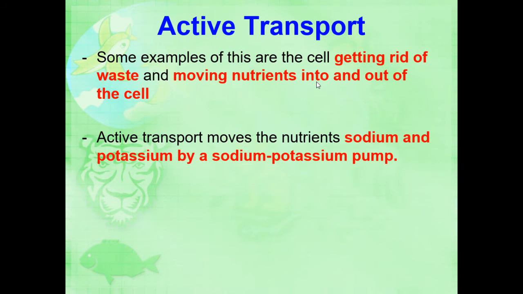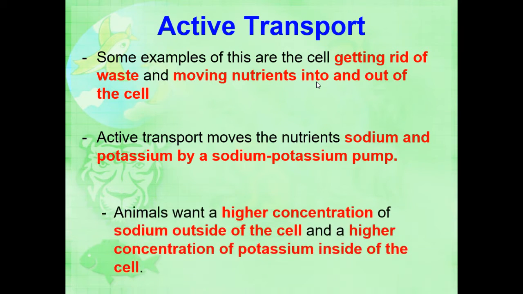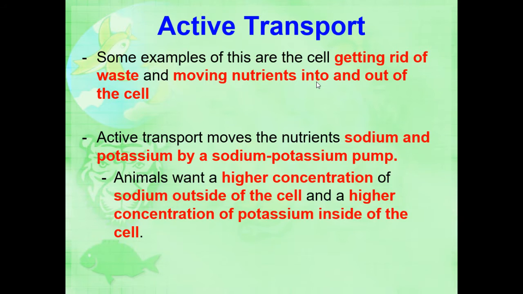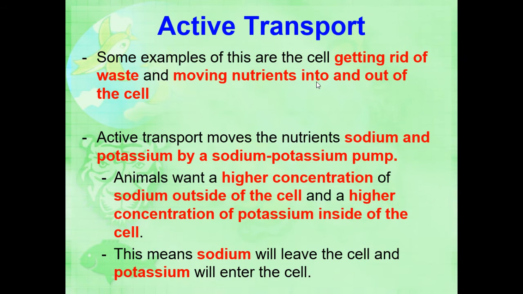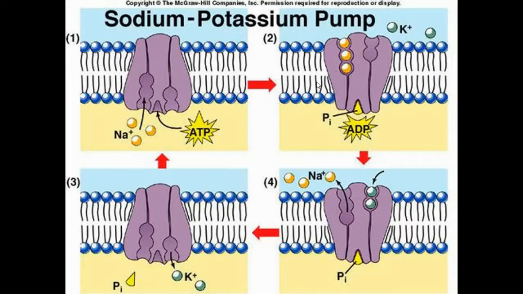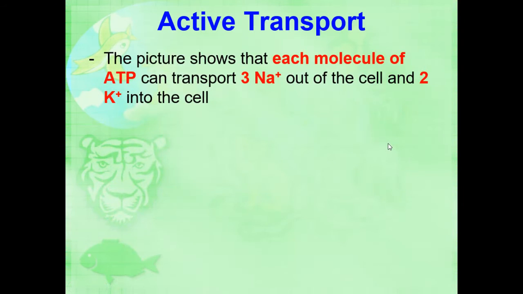Active transport moves nutrients, sodium and potassium, by a sodium-potassium pump. Animals want a higher concentration of sodium outside the cell and a higher concentration of potassium inside the cell. This means that sodium will leave the cell and potassium will enter the cell. So here's our sodium-potassium pump that I showed you when we did our vocab, and it's in a 3:2 ratio. We have 3 sodiums leaving. You add energy and 2 potassiums are going to come in. One of the phosphates is going to be taken off, and now you have adenosine diphosphate. The picture shows that each molecule of ATP can transport 3 sodiums out and 2 potassiums into the cell.